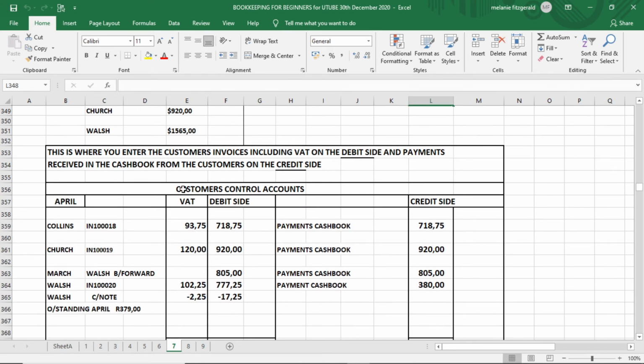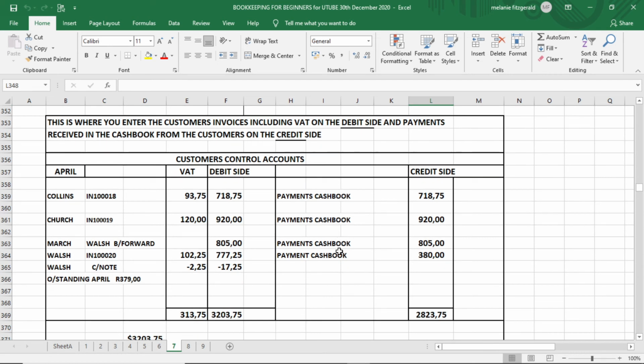All right, let's start. This is where you enter the customer's invoices, including VAT, on the debit side, and payments received in the cashbook from the customers on the credit side. So remember, this was empty here on the credit side, and we did the invoices that we issued out to Collins, Church, March, and all March's balance forward, and then Welsh. We issued out some invoices to them. Now we put that further up earlier in the lesson on the debit side. Now they've paid us. Some of them have paid us. Okay, so we enter this now in the customer's control accounts on the credit side.